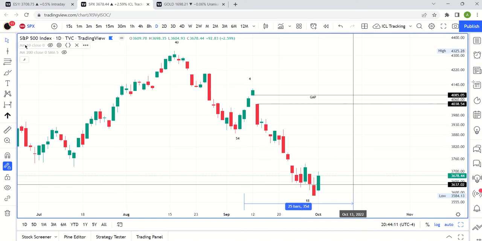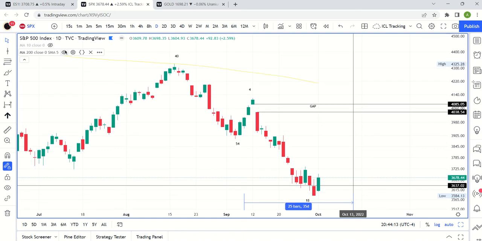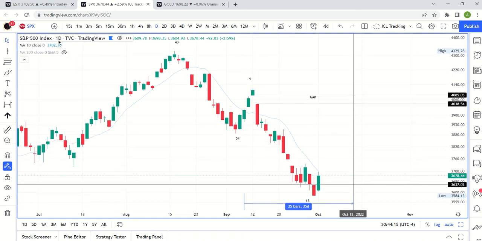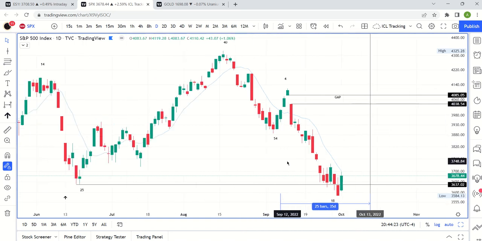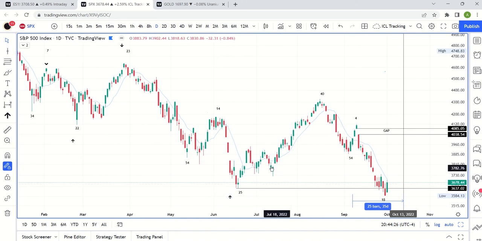And I'll add the 10 period moving average, or excuse me, that's the 200 day. This is your 10 period moving average. So you can see it's sloping down pretty aggressively. We are on day 18, so we're getting later in the cycle. And note that the cycle before this one that ended on day 54 actually bottomed on day 25, so I wouldn't be surprised to see a similar count.